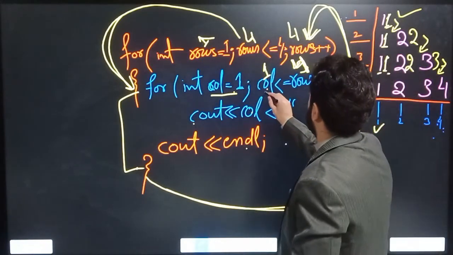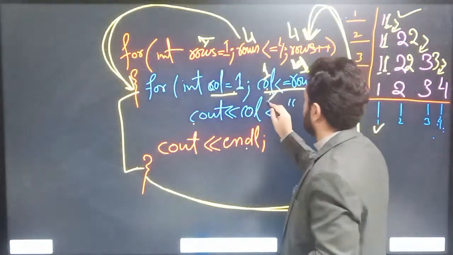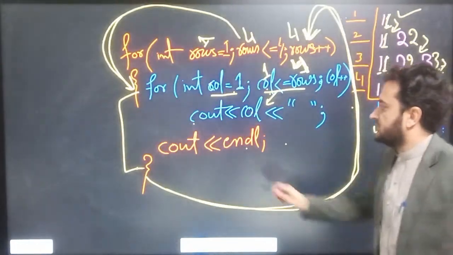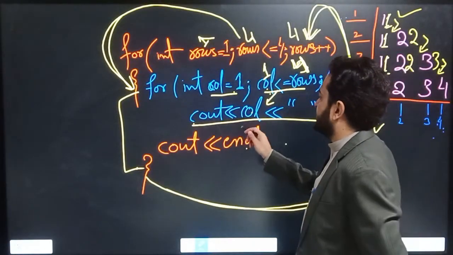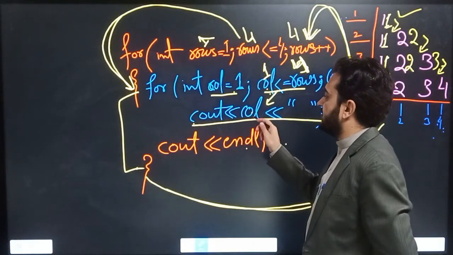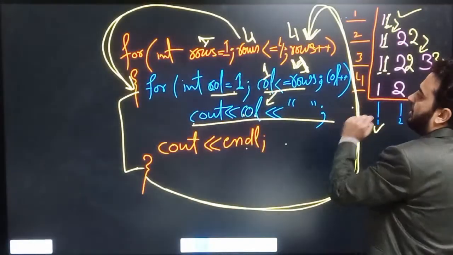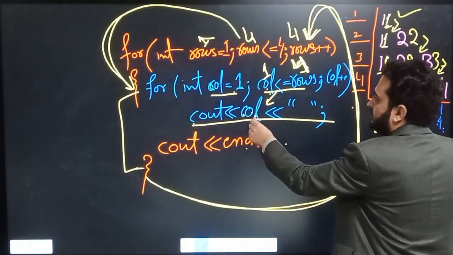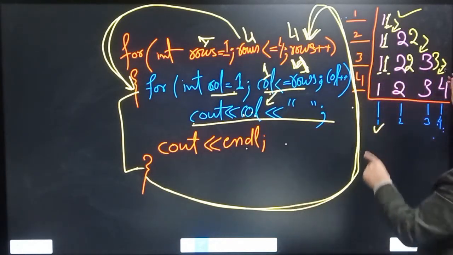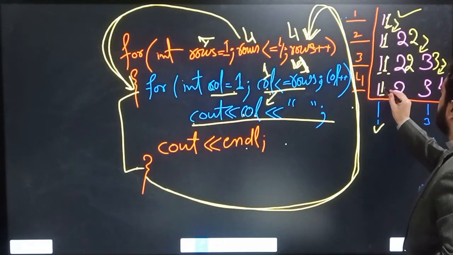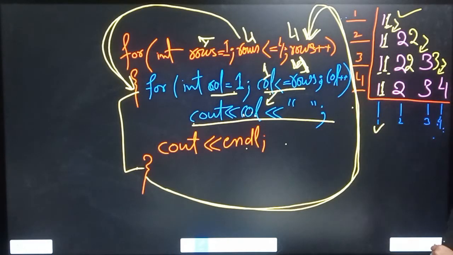The condition will be checked, and if the condition is true, then execution will come to the body of the inner loop. So this is the body of the inner loop. This statement will execute and it will print the value of the column variable on the output screen. So now what is the value of column? This is equal to 1. So it will print 1 on the next line here, along with a space.